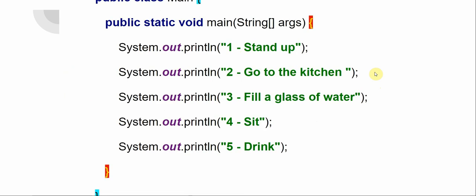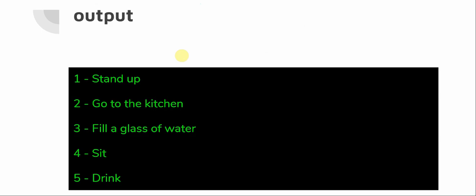Now, if you remember from the first episode, we created a small program. We actually wrote a small program on a notepad, like if we have to fulfill our task. So what we have to do is follow these steps: stand up, go to the kitchen, fill a glass of water, sit and drink. This is a simple, static program. It does nothing specifically, it just prints the steps. It's not actually performing them, it's just printing a string message on the screen. So here is the output.